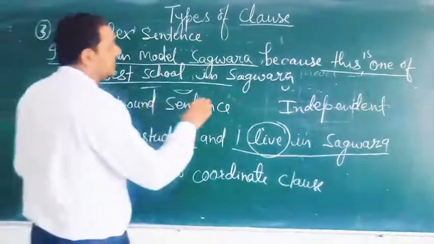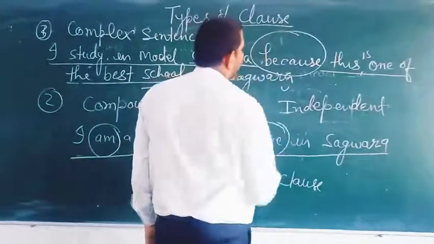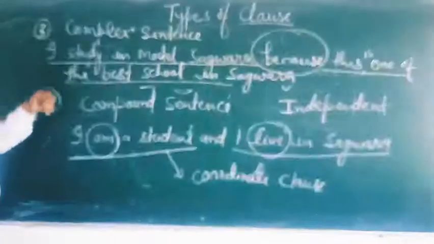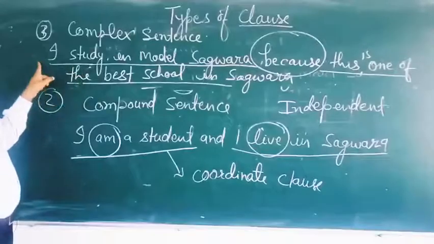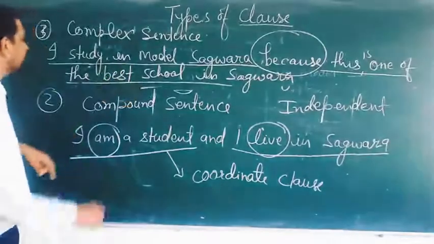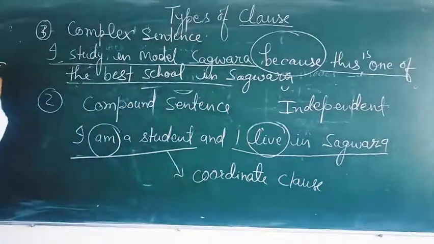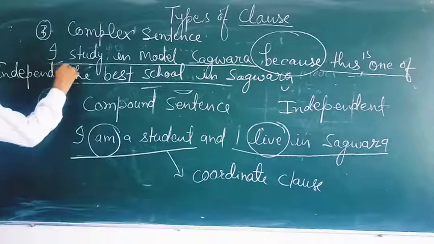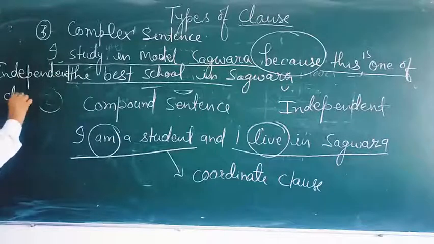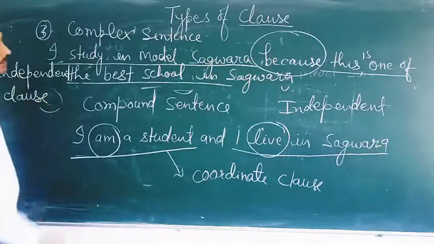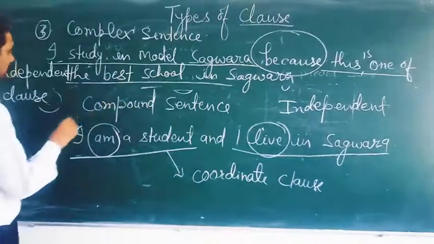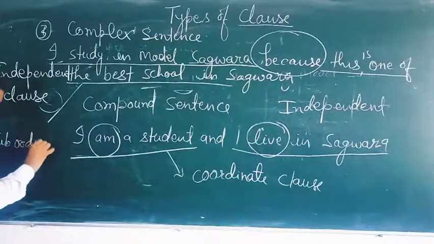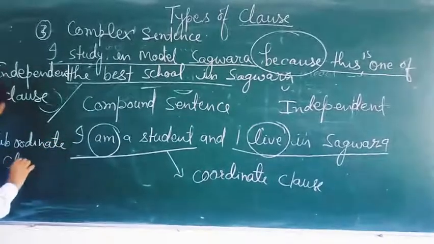So in this sentence, because is a connector, the subordinate conjunction, that joins two clauses. One is I study in model school Sagwada, that is the independent clause, and because this is one of the best schools in Sagwada, that is the subordinate clause.